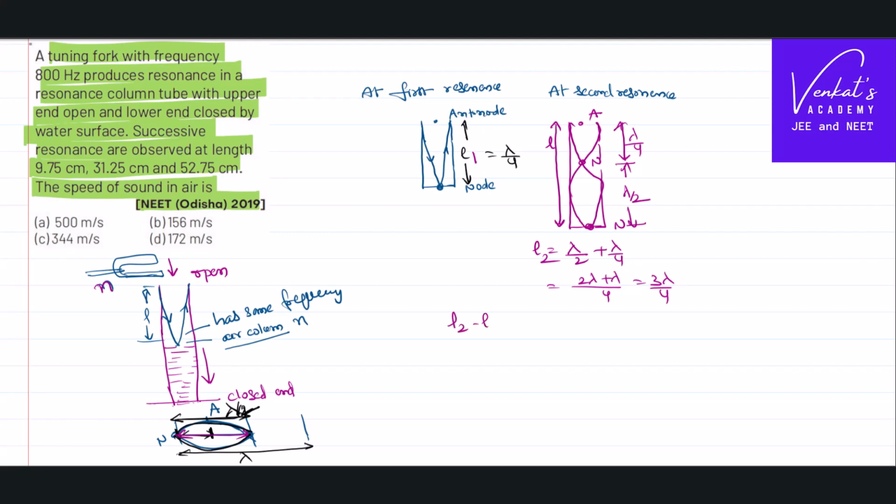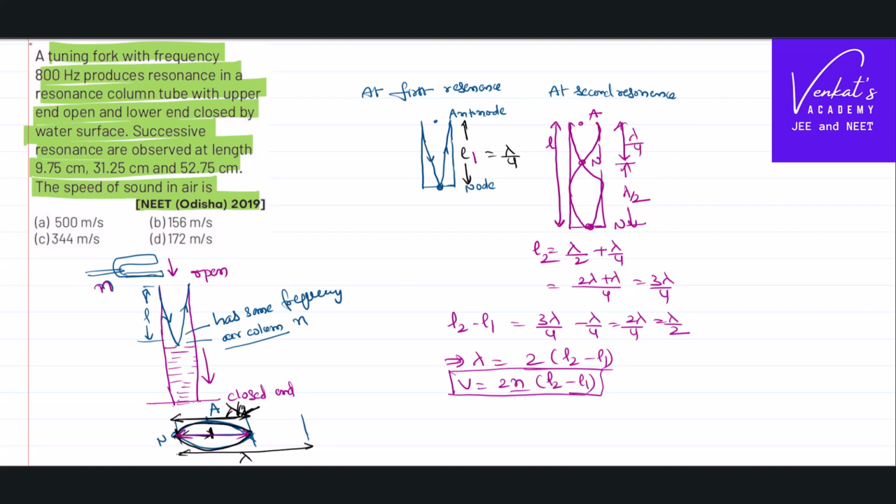So L2 minus L1 is 3 lambda by 4 minus lambda by 4, which is 2 lambda by 4, that is lambda by 2. From here we can write lambda as 2 times (L2 minus L1). The velocity of sound can be written as v equals n lambda, so v equals n into 2 times (L2 minus L1). I have done all this to derive this formula. If you know this formula, you can directly come to this point and look into the data.